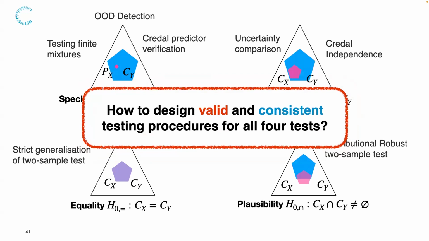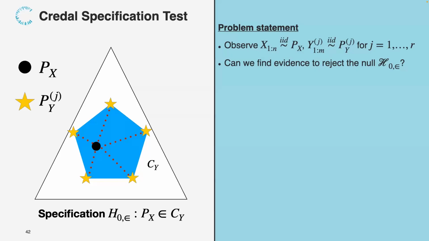But that's all intellectually interesting; in practice, how do we actually design a valid testing procedure, which means we have control of type 1 error, and consistent, which means we have diminishing type 2 error for all these tests? So we call it the Credal specification test. Credal specification is where we have a point inside a Credal set, or a point inside a convex hull. What we are observing is samples from the point and samples from the corners of the Credal set. So can we, based on this, find enough evidence to reject the null, which is that the point is inside the set?